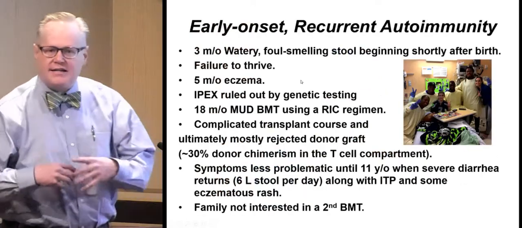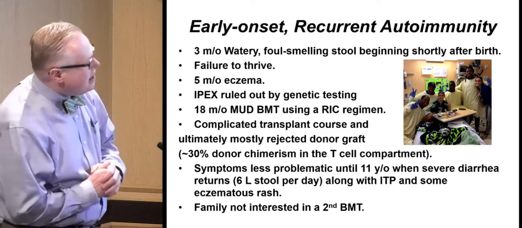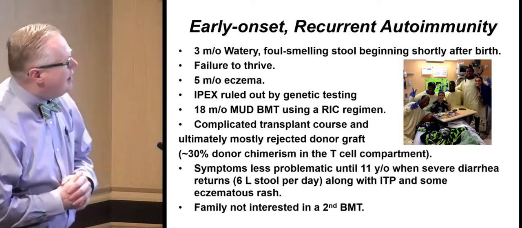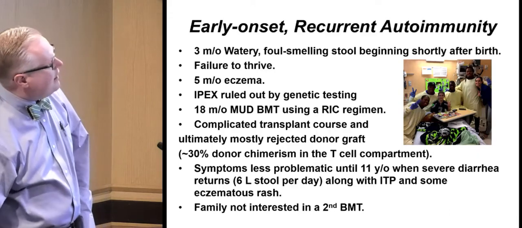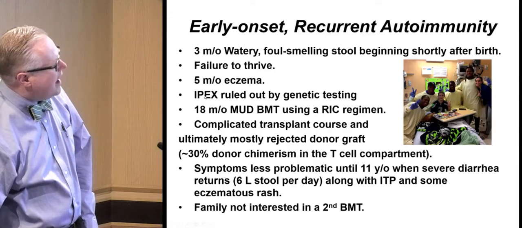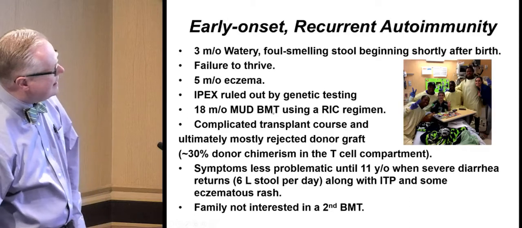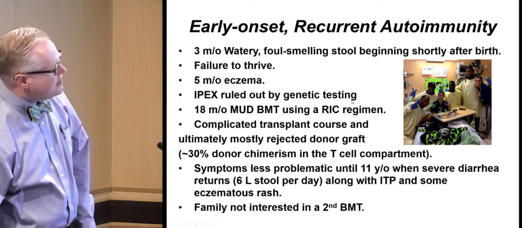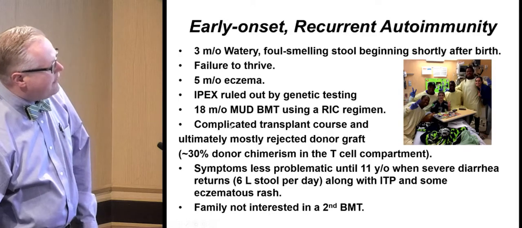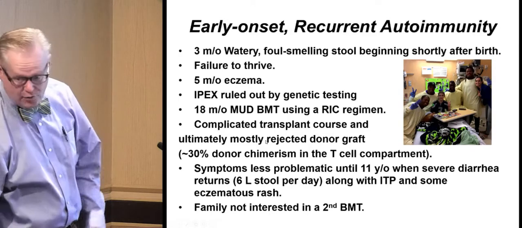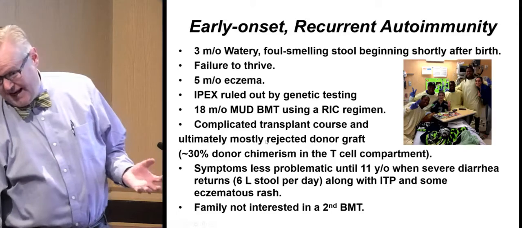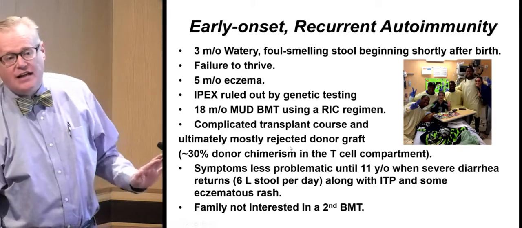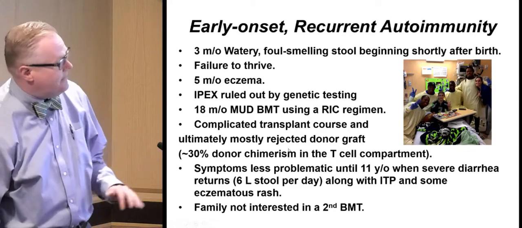So again, another patient vignette. This is a child that presented at 3 months of age with watery, foul-smelling stool beginning shortly after birth. He had failure to thrive. At 5 months of age, he developed eczema. IPEX was ruled out by genetic testing. And at 18 months of age, he underwent bone marrow transplant using a reduced intensity conditioning regimen. He had a very complicated transplant course, and ultimately he rejected most of his donor graft. He retained 30% of the donor T cells. That's all he's got. Everything else was gone, okay?